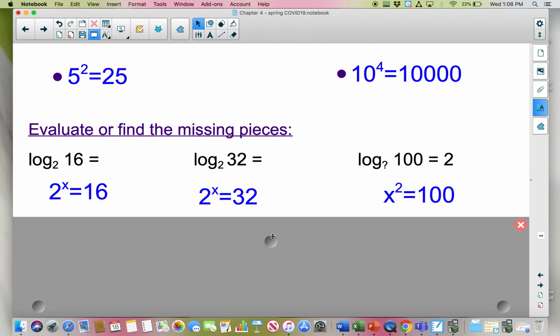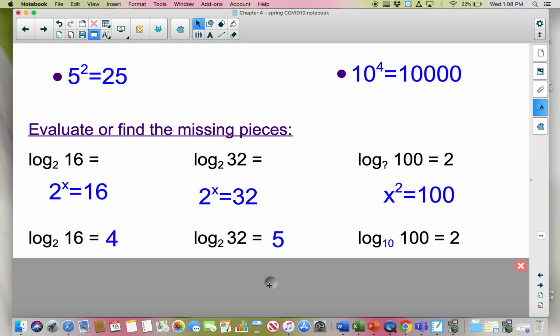So if I start by writing those out, now I'm in some familiar territory, would be my guess. 2 to the what is 16, that's 4. 2 to the fifth is 32. And 10 squared is 100. Okay, but again, that would be the thinking that you need to do. So now I filled in these logarithms with the answer. So log base 2 of 16 is really just the number 4 because of this thought process in exponential form. Log base 10 of 100 is really 2 because 10 squared is 100.